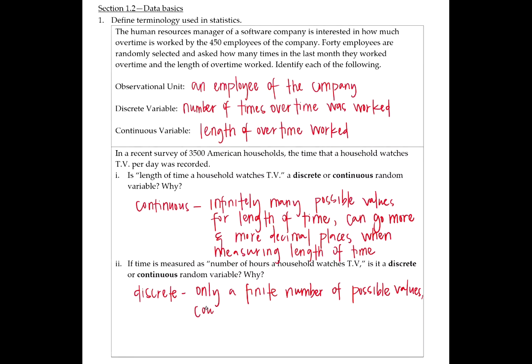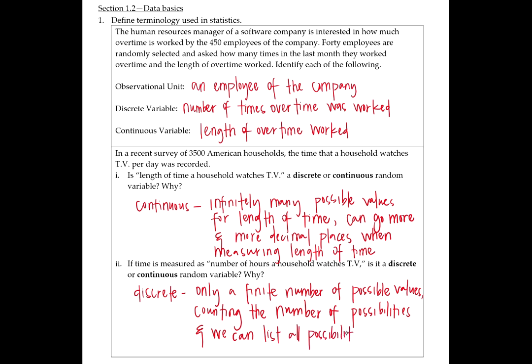So we are counting the number of possibilities. And we can list all the possibilities without skipping any. As I said, 0, 1, 2, 3, etc.